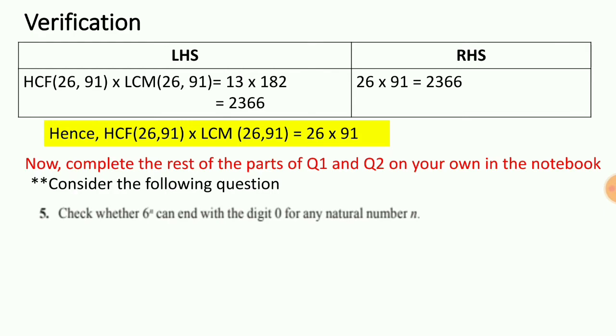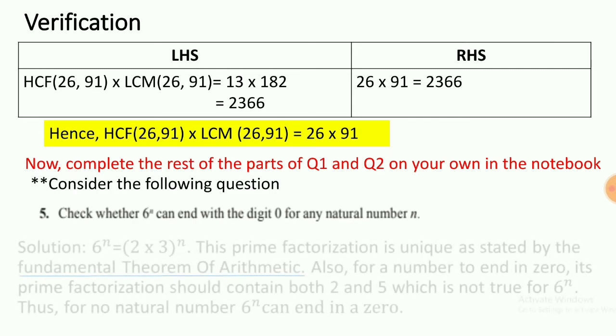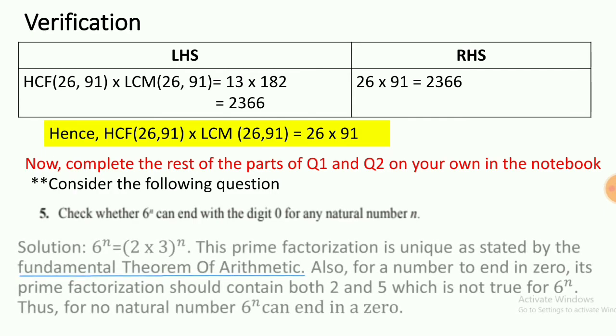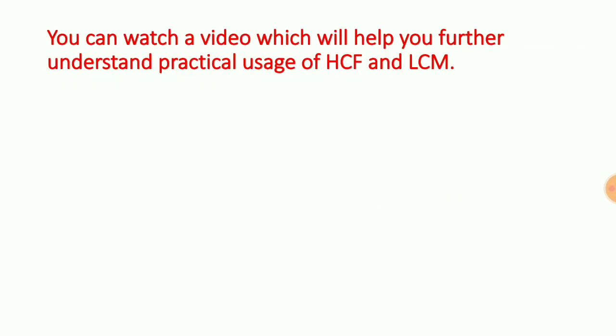But to write it, there are few terms that have to be kept in mind. Just see here, 6 raised to the power of n can be factored as 2 into 3 raised to the power of n. This prime factorization is unique as stated by the fundamental theorem of arithmetic. I have underlined this word because it's very important for you to write these words, unique and the fundamental theorem of arithmetic. There can be no other factor of 6 raised to the power of n other than 2 and 3. Also, for a number to end with the digit 0, its prime factorization should contain both 2 and 5, which is not true for 6 raised to the power of n. So, 6 raised to the power of n cannot end with the digit 0.